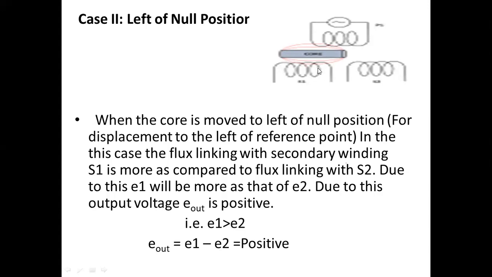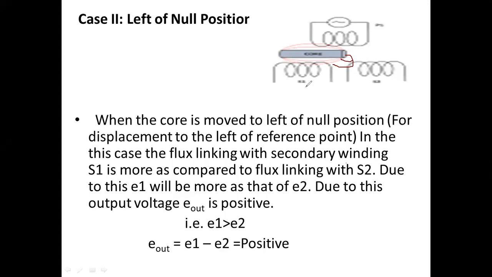For S1, the maximum flux linkage is there. For S2, there is also some flux linkage, but only a small amount, because the core is moving like this. All the flux linkage is linked to S1 mostly. Flux linkage to S1 is more than the flux linkage of S2.